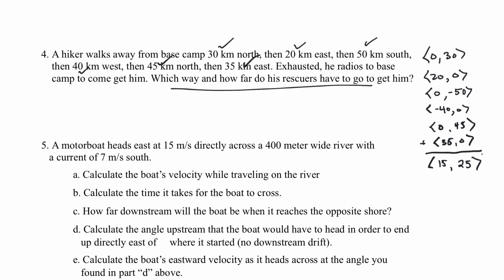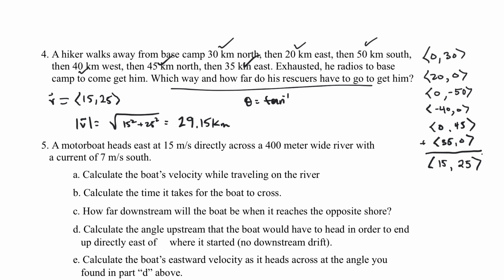So we need to give a direction and a magnitude for this vector. 15, 25 is the vector. The magnitude of that vector is 15 squared plus 25 squared, square-rooted. This is going to tell us how far to travel. It's going to be approximately 29.15 kilometers.